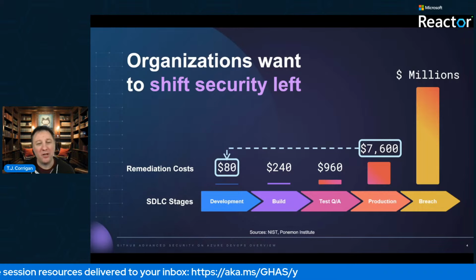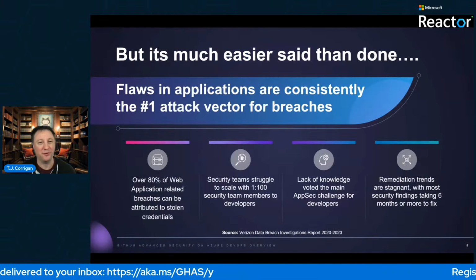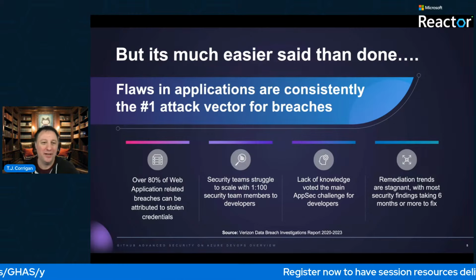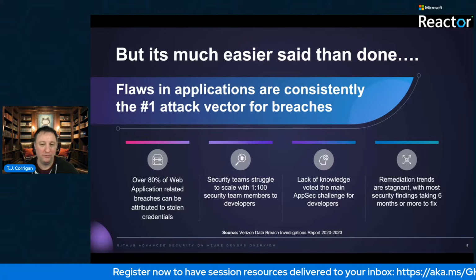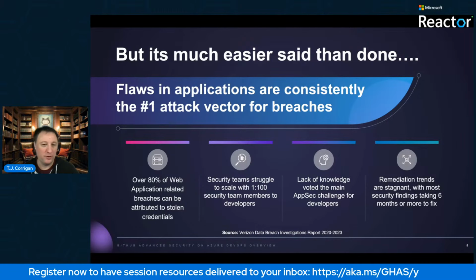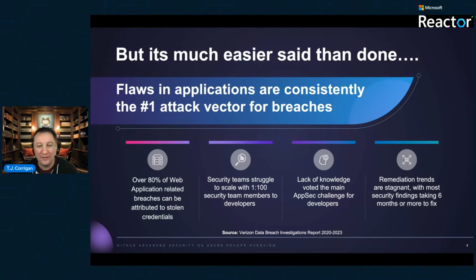But as an industry, we've been talking about this idea of shifting security left for a long time. So the thing is, it's a little bit easier said than done. And what we're seeing is that teams are struggling to scale with security. The average organization has something like one security team member for 100 different developers, and this idea that this is a security team problem can't really scale.